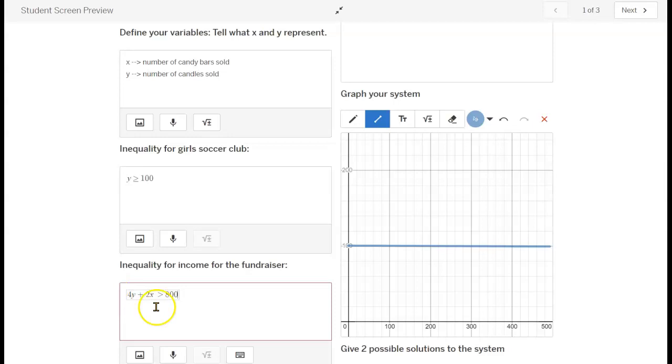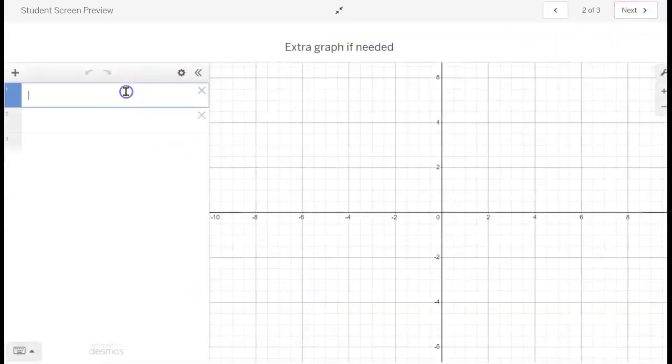The next part is to graph this. So I have the graph option on the next page. If you're not sure how to graph this, that's okay. Type it in to Desmos. 4y plus 2x is greater than 800.